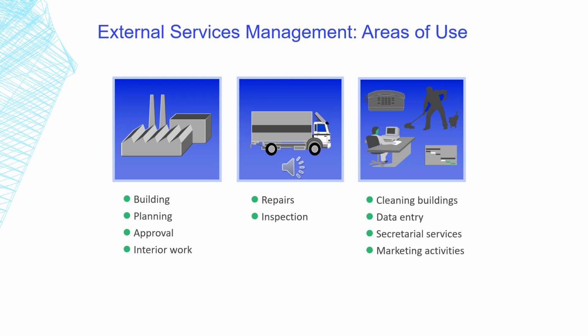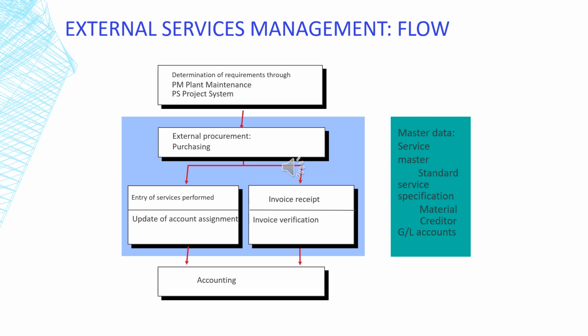We can use external services management in the areas listed below. Here is the flow of external service management. Determination of requirement through PM, plant maintenance, or project system, whichever is implemented. External procurement from the purchasing point of view, entry of service performed or invoice received, and the accounting document is created.